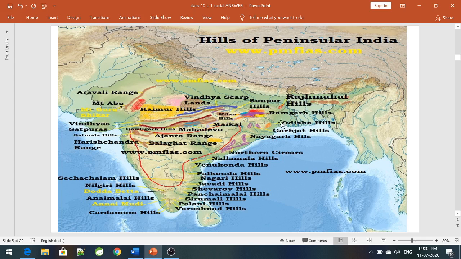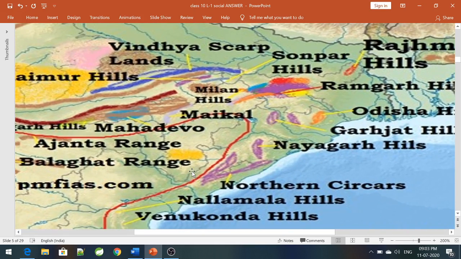Rajmahal Hills, this one. Ramgarh Hills, Odisha Hills, Garhjat Hills, Nallamala Hills, Northern Circars, Nallamala Hills, Vinukonda. See the pointings.